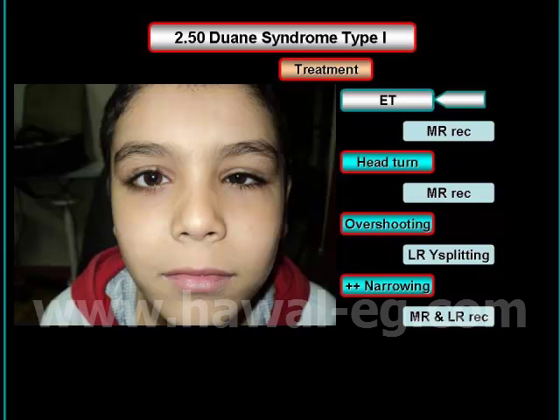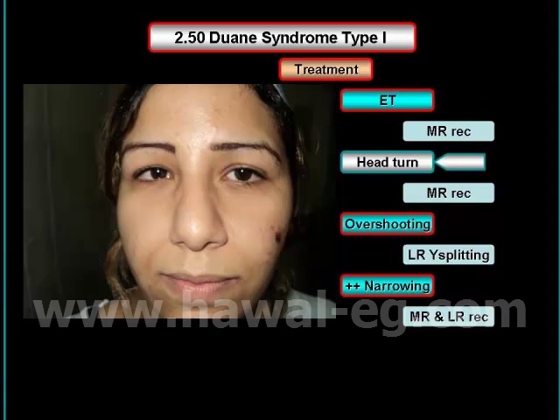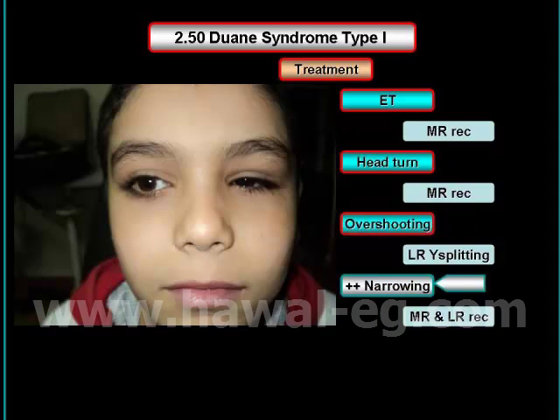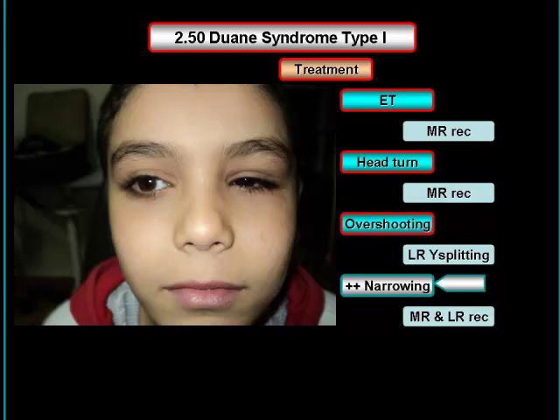Esotropia in the primary position is treated by medial rectus recession. Also, the presence of head turn is treated by medial rectus recession. In cases of up or down shooting on adduction, the surgery is lateral rectus Y splitting. In the presence of disfiguring narrowing on adduction, the treatment is medial rectus and lateral rectus recession.